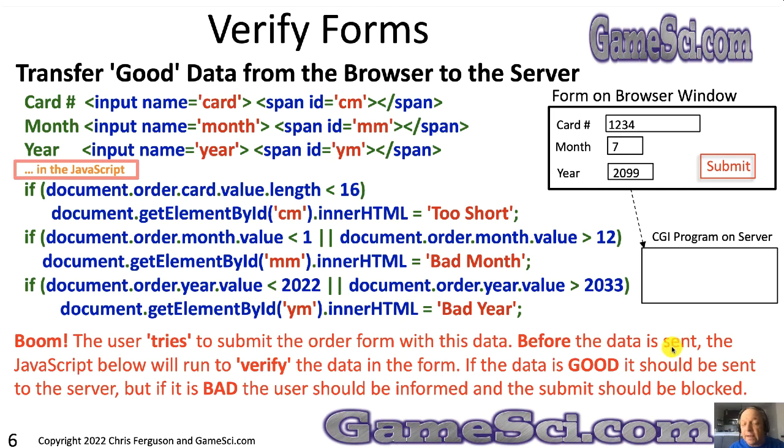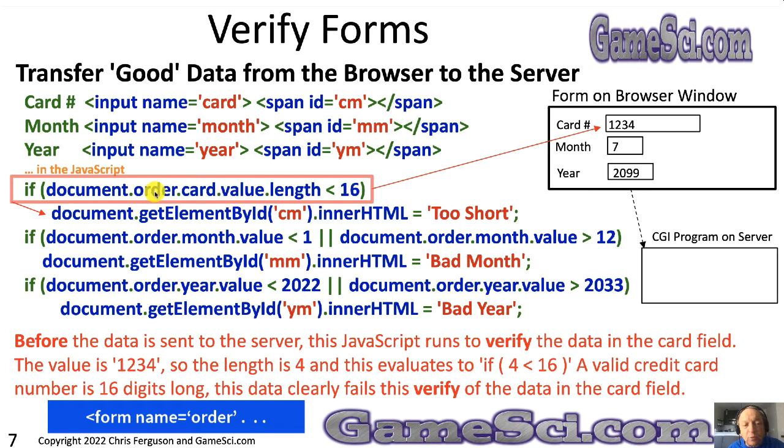Before the data is sent, the JavaScript below will run to verify the data in the form. If the data is good, it should transmit to the server. But if the data is bad, the user should be informed and the submit should be blocked so the user can fix the bad data on the form before it's sent to the server. I left off the submit button because I didn't have room for it, but a submit button would be pressed and it's going to try to submit this data, but the JavaScript should check it before it sends the data to the CGI program.